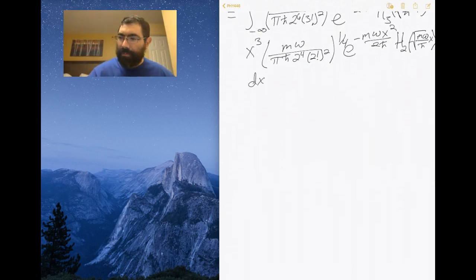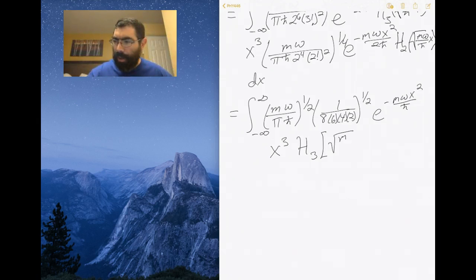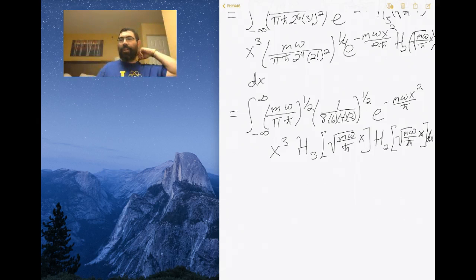So we could clean it up slightly, and we would have the integral of the square root of m omega over pi h bar, 1/2, the square root of 8 times 6 times 4 times 2, e to the minus m omega x squared over h bar, x cubed, Hermite polynomial 3, Hermite polynomial 2, dx. All that put together.